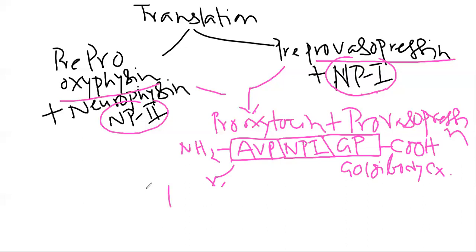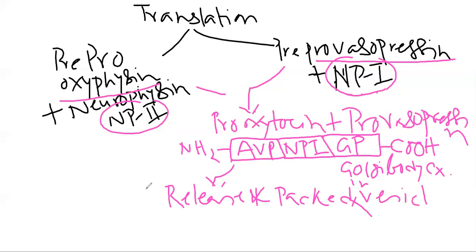So they are released and packed in the vesicles, packed within the vesicles. And when these vesicles reach the axon terminal, this is known as the Herring bodies. So what are Herring bodies?